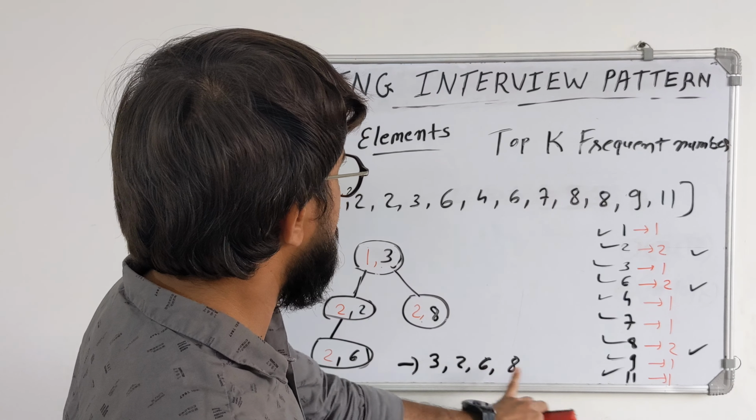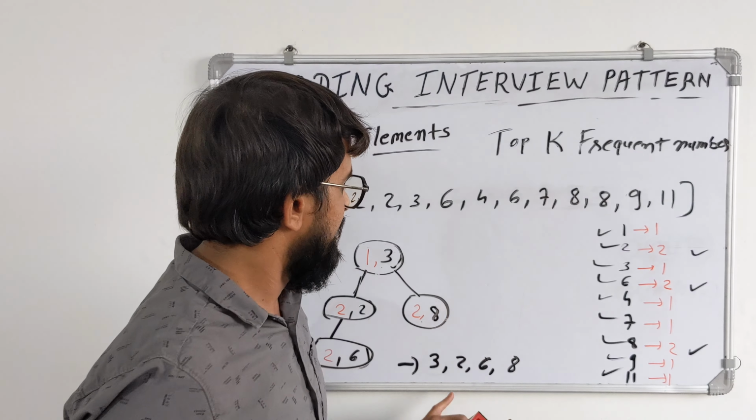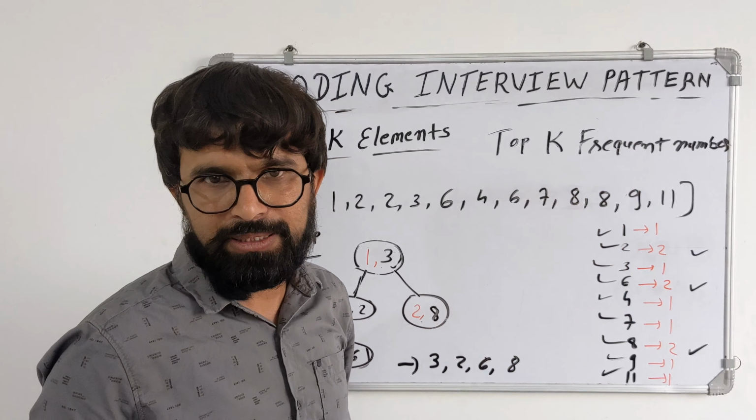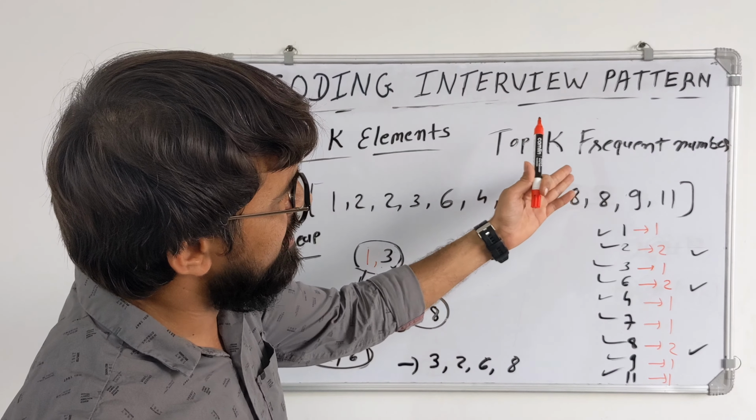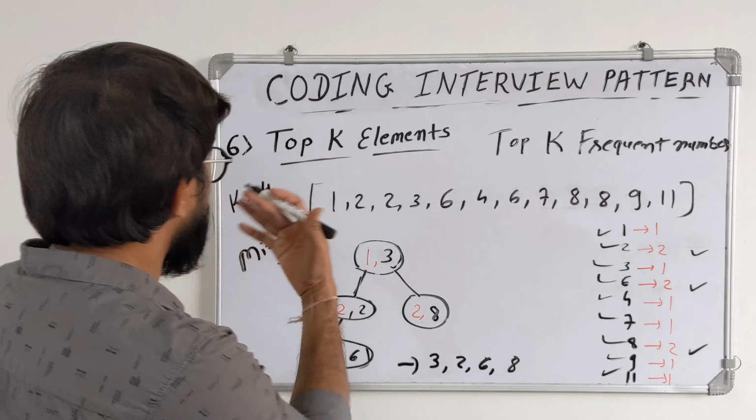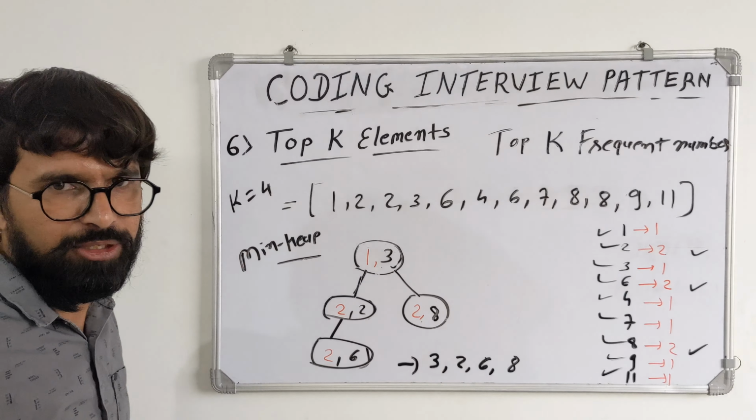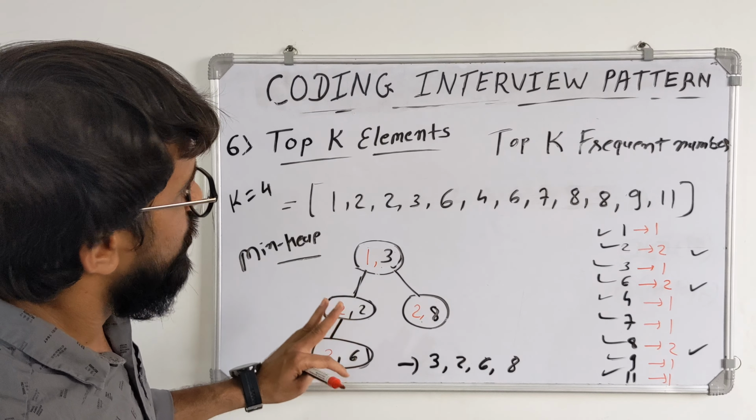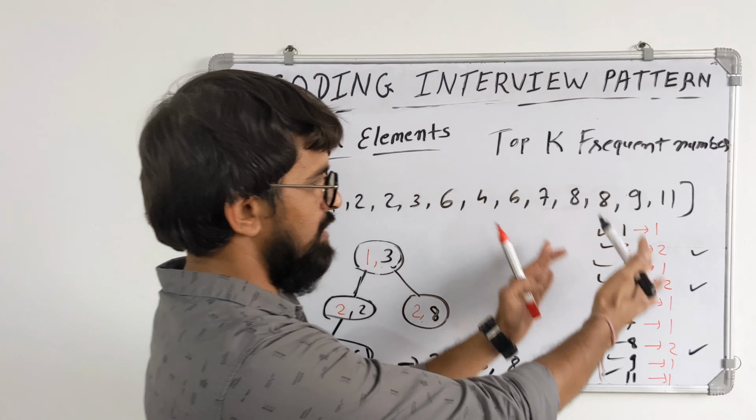Right? So that 3, 2, 6, 8, this is our result. These are the top frequent numbers. If it is asked about less frequent numbers, you can use the maximum heap and return the same kind of thing. So just to be clear, we need to prepare the hash map.